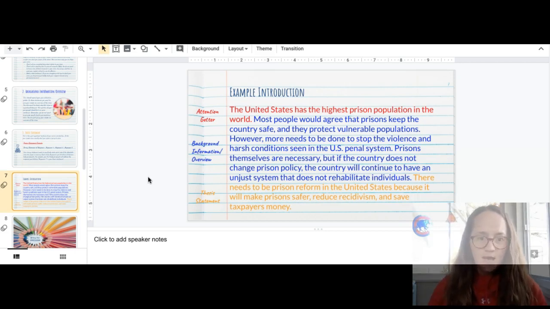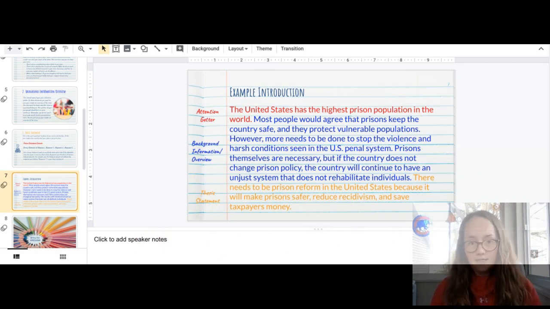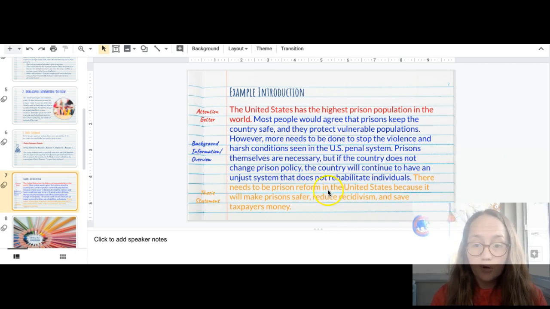All right, so my attention getter, one quick sentence. I have a couple sentences that address what the debate is even about here or what the issue is, and then I specifically state what is going to be talked about in this paper. So just by looking at this, I know that this paper is going to argue that there needs to be prison reform in the United States. And then I know the first paragraph will focus on how that'll make prisons safer. My second body paragraph will focus on how prison reform will reduce recidivism rates. And then my third body paragraph is going to focus on how it's going to save taxpayers money. So this is not a super long paragraph, but it does address what is going to specifically be covered in my paper. And that's the point of your introduction ultimately.